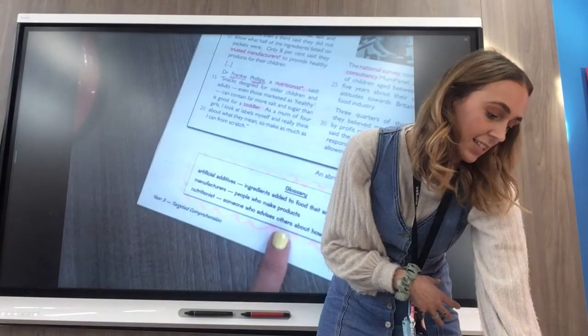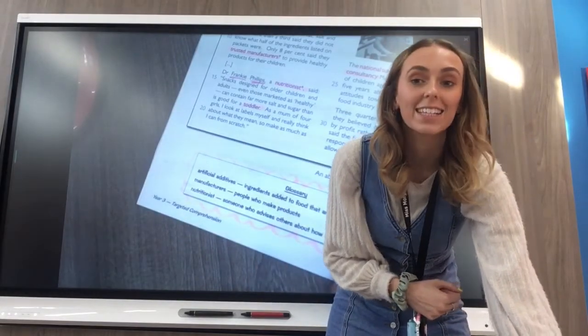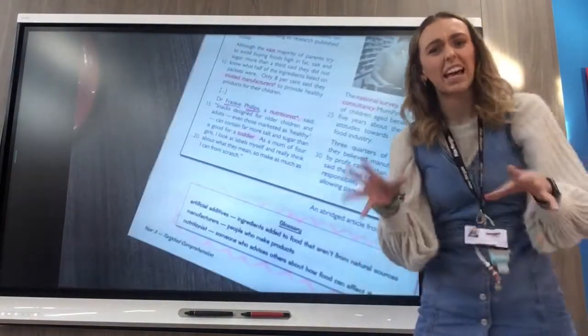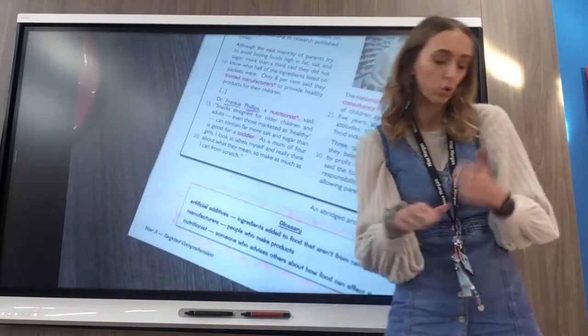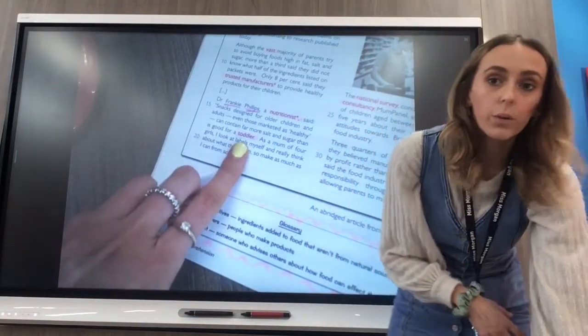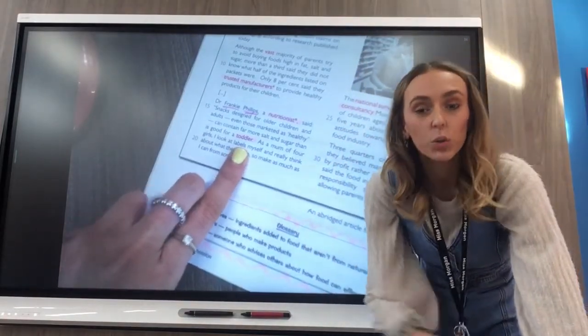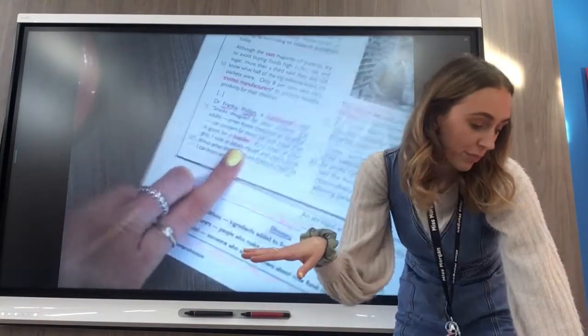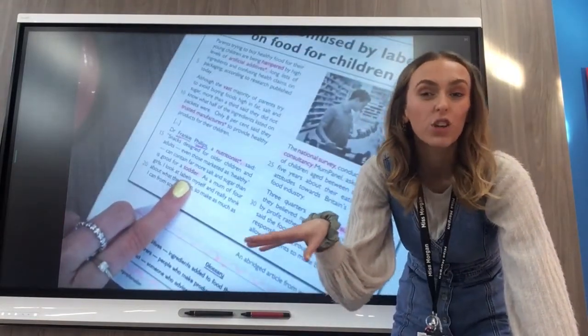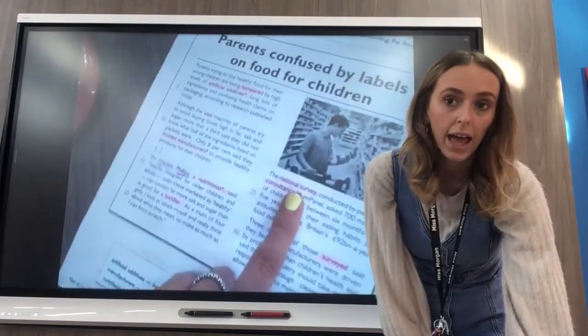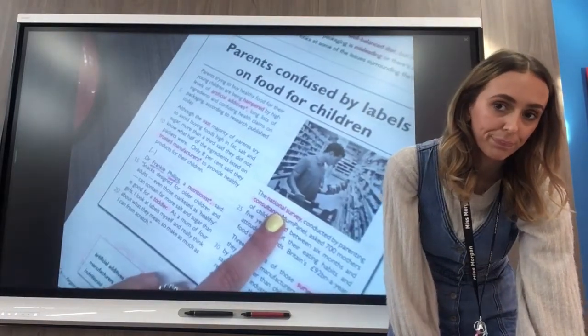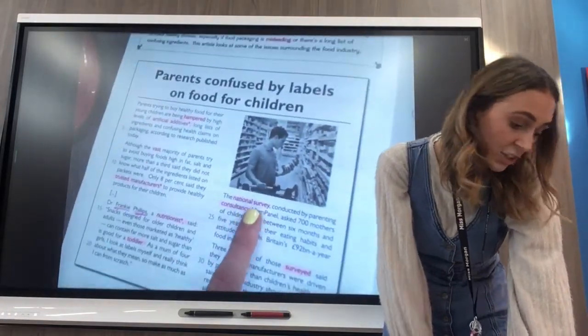Okay, a nutritionist. Someone who advises others about how food can affect their health. So they're a little bit like a food doctor. They tell you what's good and what's bad about food. We've got a toddler. If you're unsure what a toddler is, that's just after you're a baby, so you're a little child.